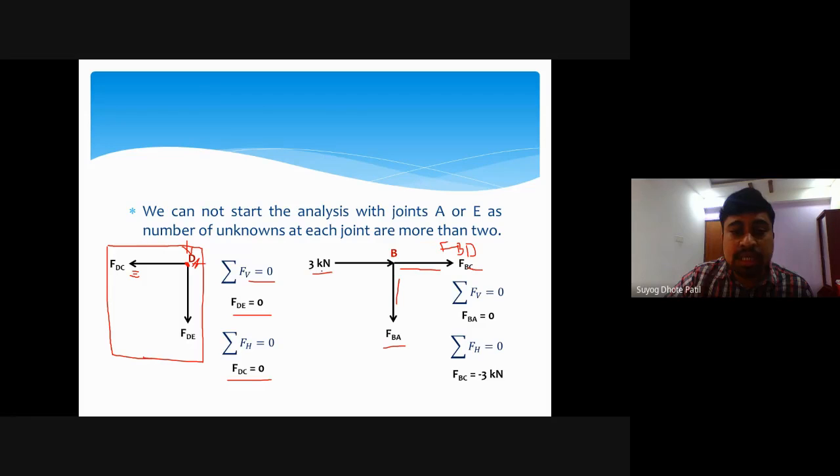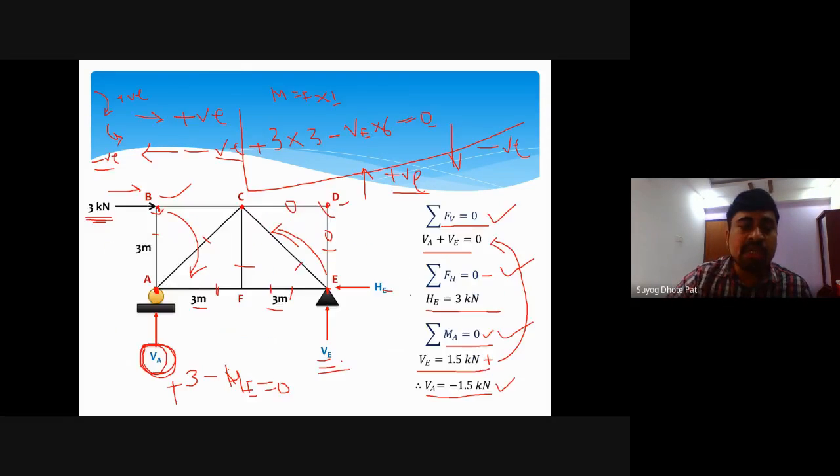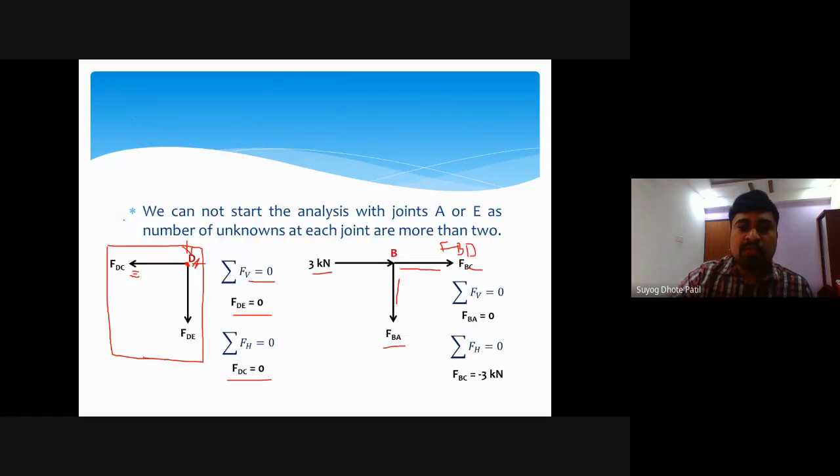Whereas this 3 kilonewton force is acting on the joint, toward the joint, because it is given in the problem figure. For the unknown member forces, at the initial stage we consider that the member forces are heading away from this joint. So whatever force we consider, it is acting away from this joint B.